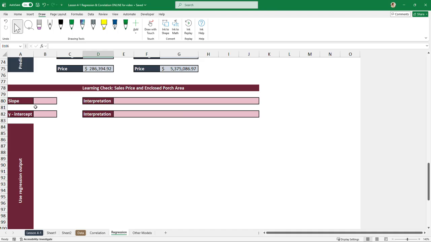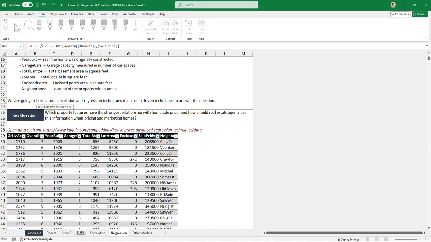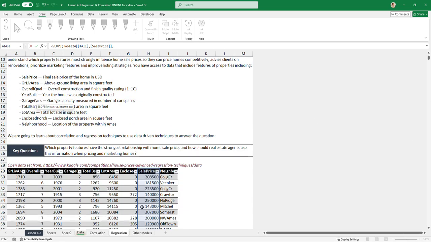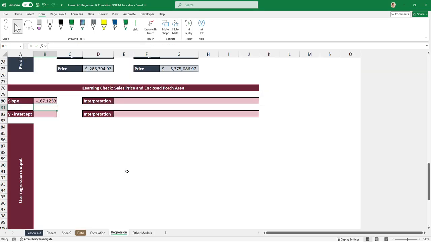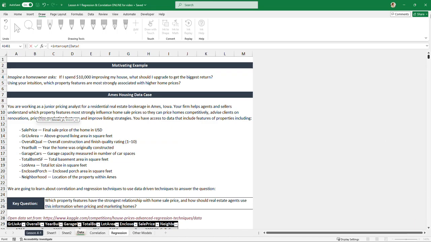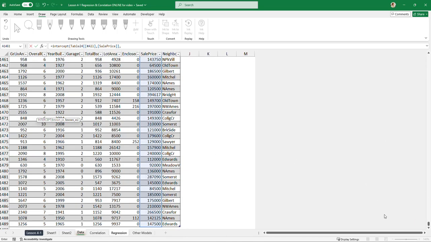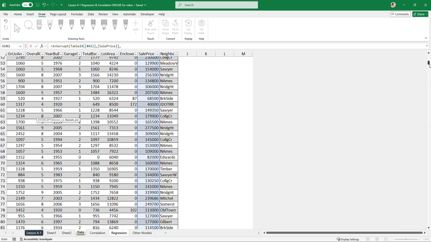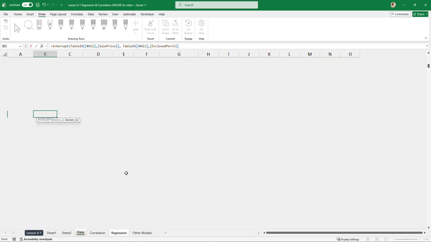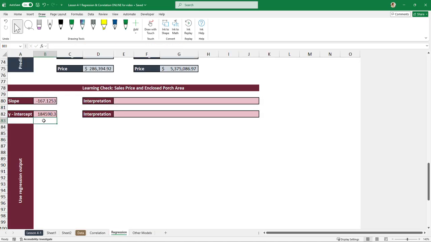So thank you for trying the question. If you use the equation method, you would have to use slope for the slope, and for the y's, you'd select the price. For the x's, you would select the porch area. And you should have got a slope of negative 167.13. For the intercept, same order. The y's have to come first, so that's the sale price. And then the x's, which is the enclosed porch area. That gives me 184,590 and about 30 cents.